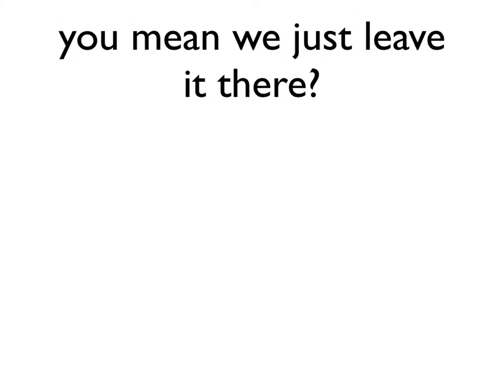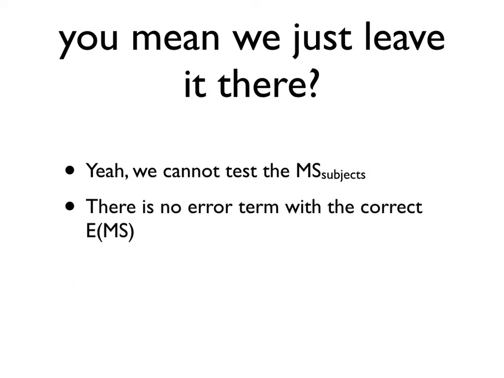So, usually when people hear about this, like, we just leave it there? Yes. We can't test mean squared for subjects. It's impossible. It cannot be done. There is no error term with the correct expected value for its mean squared. There just isn't one. Like, it can't be done. There is no error term.